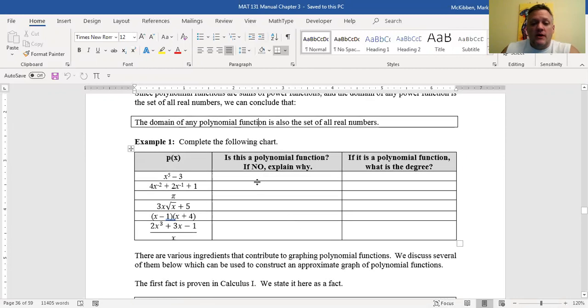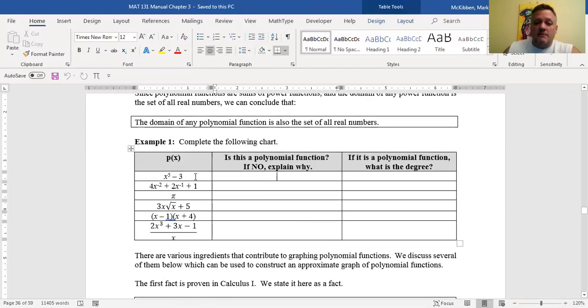All right, and so for the first one, that's a polynomial, right? x to the fifth is fine. 3 is a constant, and I can subtract those. Those are constant multiples of positive integer powers of x being added or subtracted. And so this is a polynomial, and its degree is 5, right? It's the highest exponent that occurs.